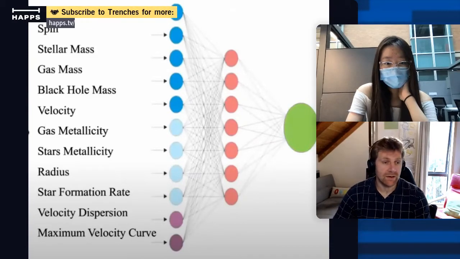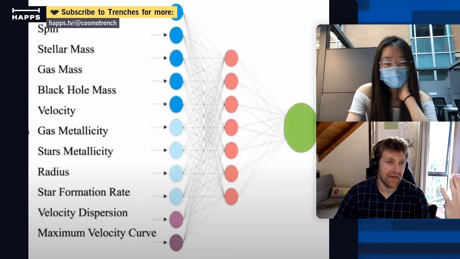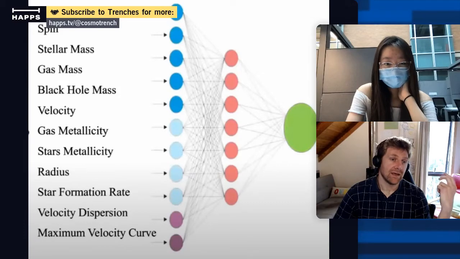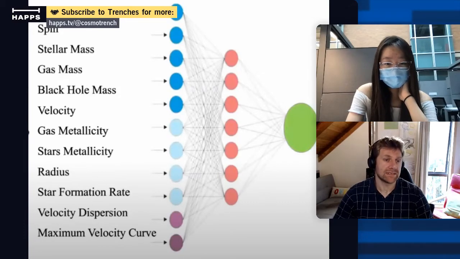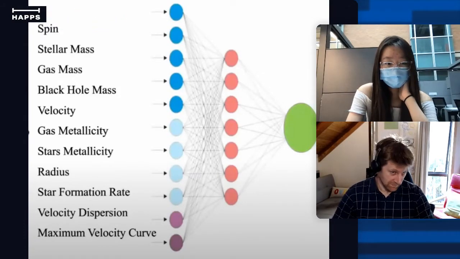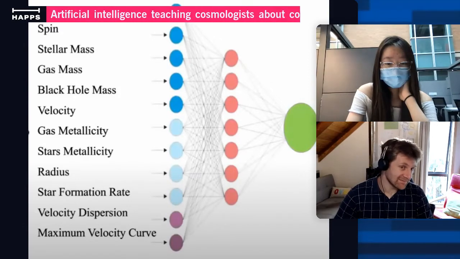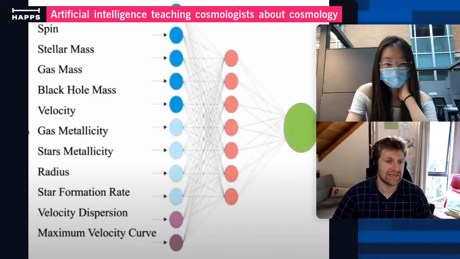So what we do now is we want to measure the subhalo mass. And we have available to us, well, more than these 11 plus 1, the plus 1 being the subhalo mass properties.